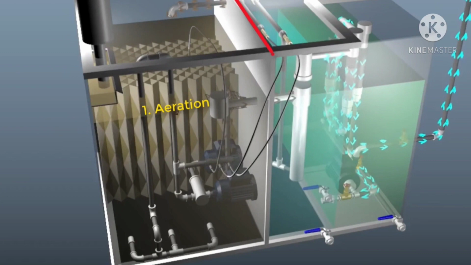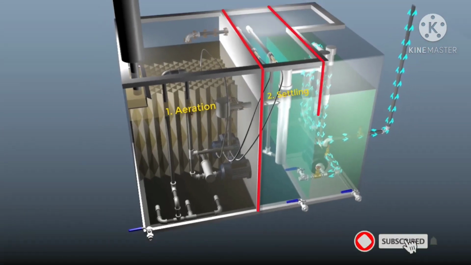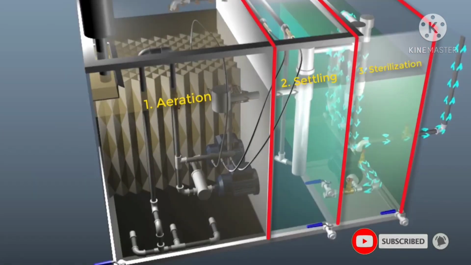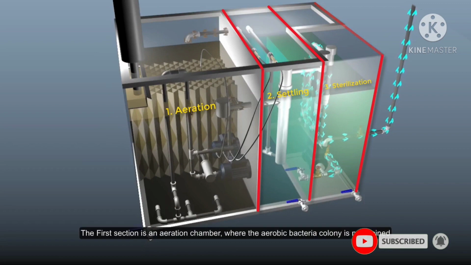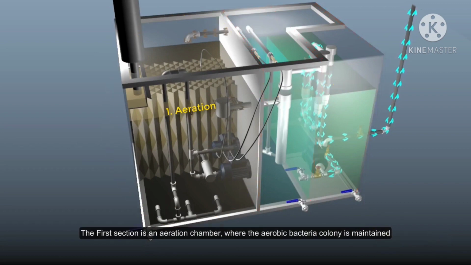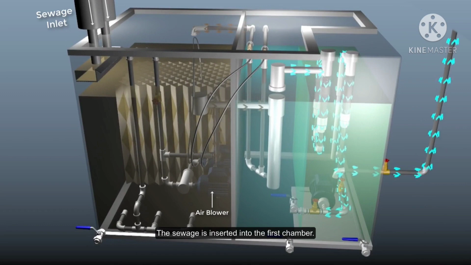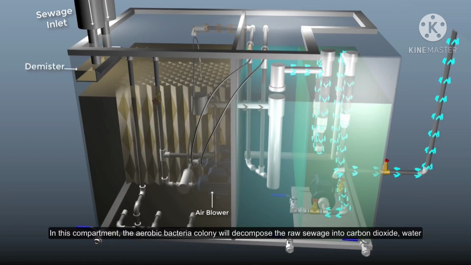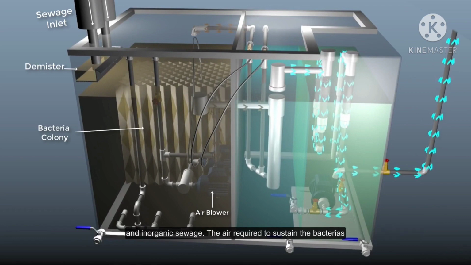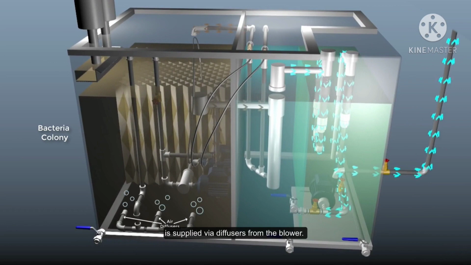So let me explain. On board, we have a biological type of sewage treatment plant composed of three main compartments. The first section is the aeration chamber, where a colony of aerobic bacteria is maintained by supplying air using a blower. The sewage is inserted into the first chamber, and the aerobic bacteria decompose the raw sewage into carbon dioxide, water, and inorganic sewage. The air required to sustain the bacteria is supplied via a diffuser from the blower.